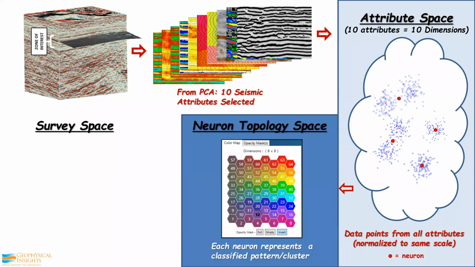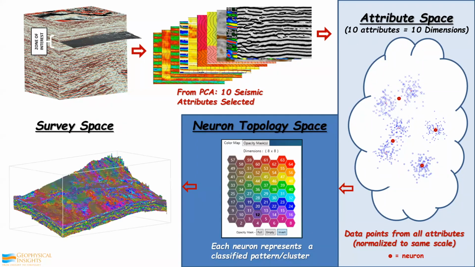So the topology of a SOM is one of the things the interpreter actually has to decide. And so you can classify several different topologies. Typically, you might do a 3x3 if you're just mapping a large area and you want to break out the big features. And if you're doing detailed stratigraphic work, you might do an 8x8, as we're showing in this example. So once you've assigned all of your samples to a neuron, those are mapped back into survey space, and you have a 3D volume of classified seismic samples that you can then interrogate.